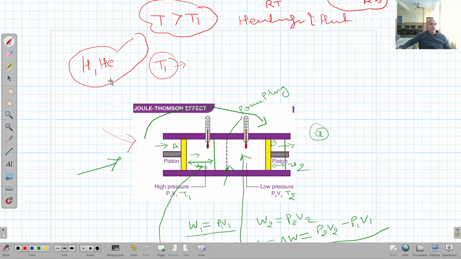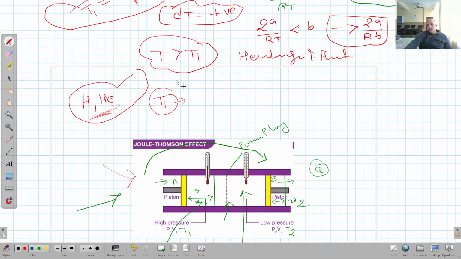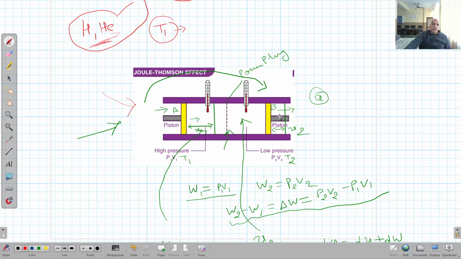But this is very important. Under ordinary conditions, these two gases will show heating effect, because their temperature of inversion is very small. Clear? It is quite less than the ordinary temperature or room temperature. But for other gases like oxygen, nitrogen, the temperature of inversion is quite higher. So in those cases, we get the cooling effect, right? Well, this was the entire discussion of this Joule-Thomson effect. I'm hopeful that the things have become very clear.